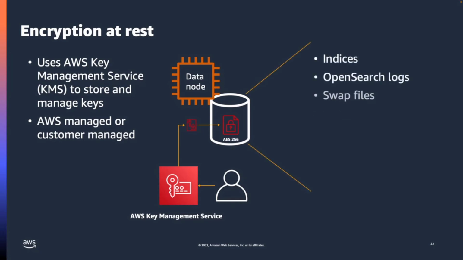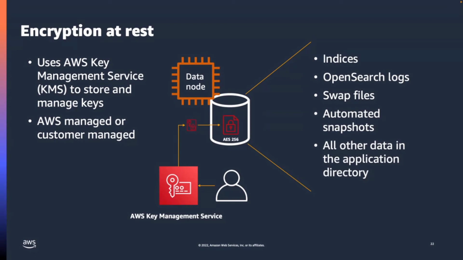And here are some items that we encrypt along with using this key basically. So we derive data keys from the KMS key. We encrypt your indices. We encrypt any OpenSearch logs, any swap files, any automated snapshots, and any other data in the application directory. Everything is encrypted.